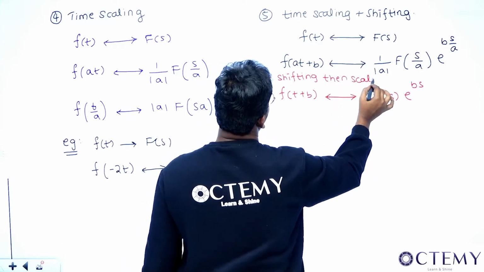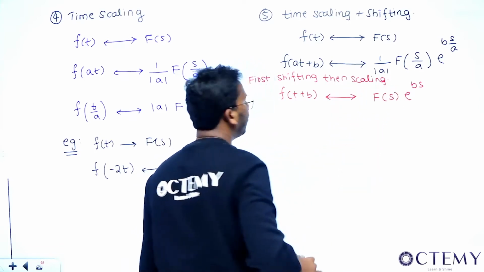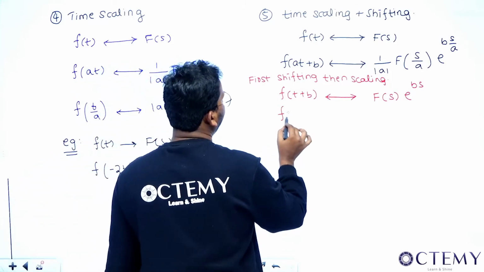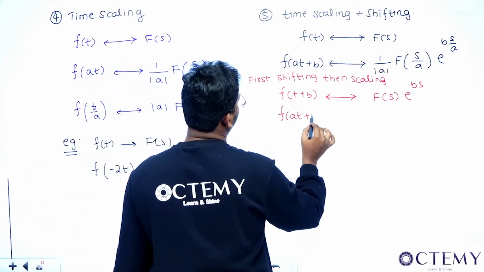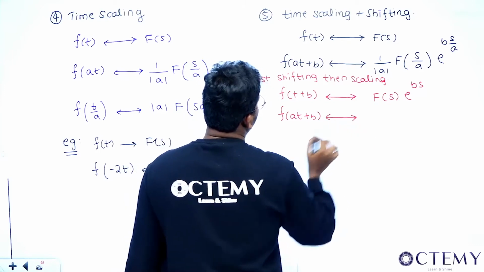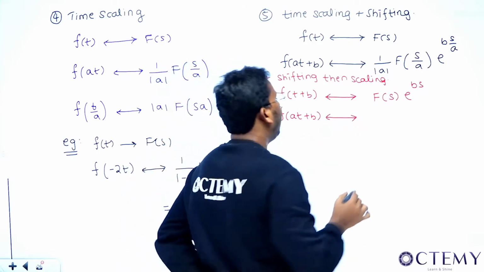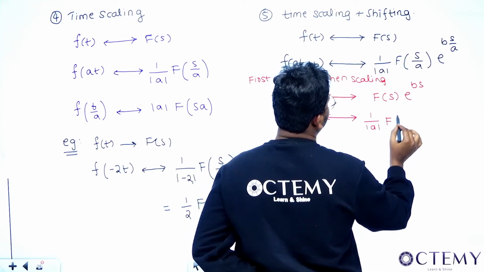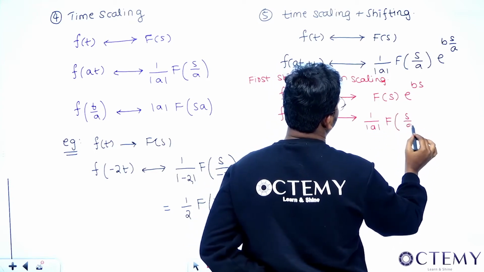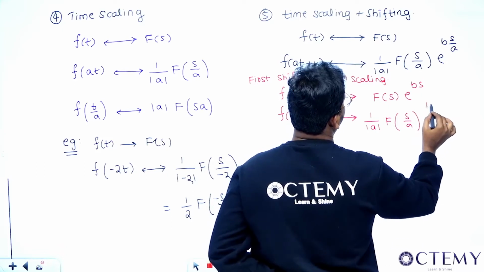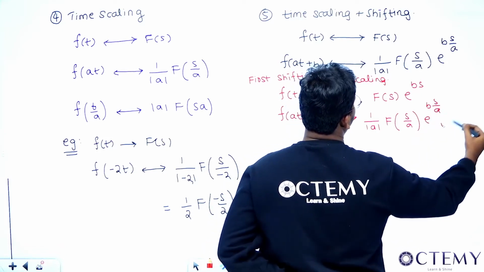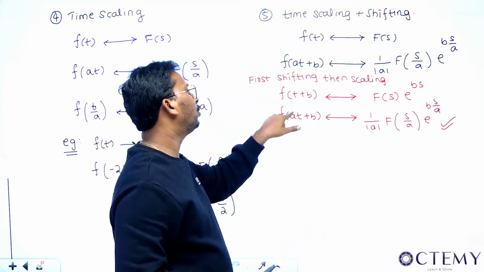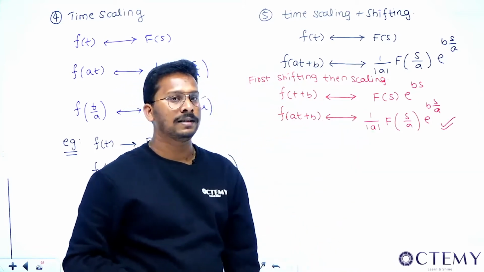This is how we do while plotting also, sir. Whenever you are plotting a graph in your signal system, this is how you do it. So then your f of at plus b will become what? Wherever you see at, what you write? You write 1 by modulus of a, and wherever you see s, you write s by a. Then it will become e power b into s by a. This will become the answer, right? If there was minus t also, you mix that in a and you will get the answer, right?